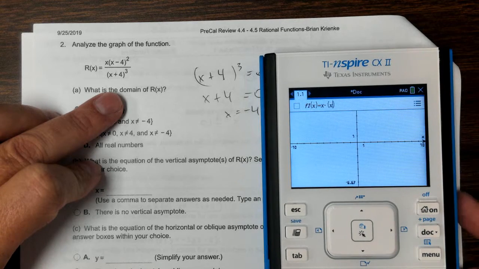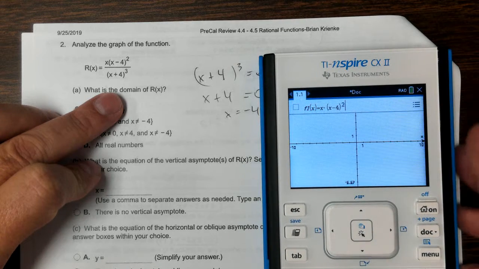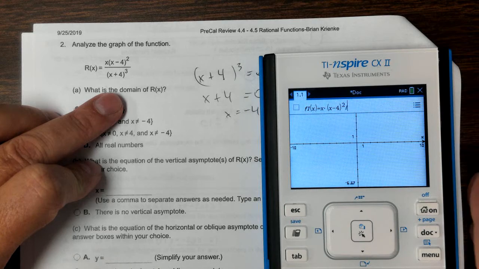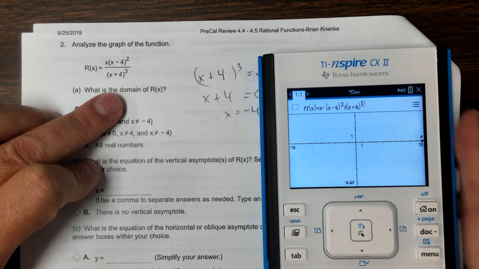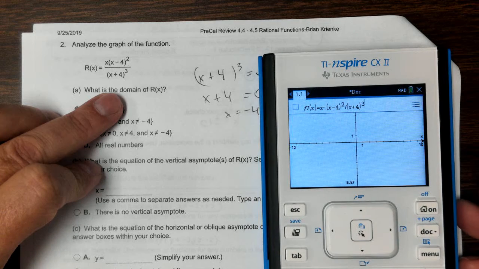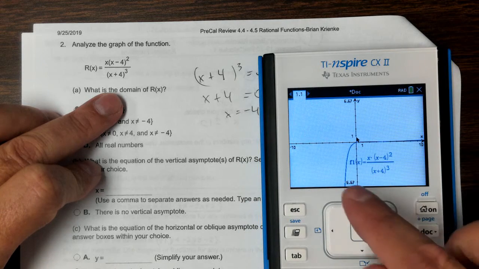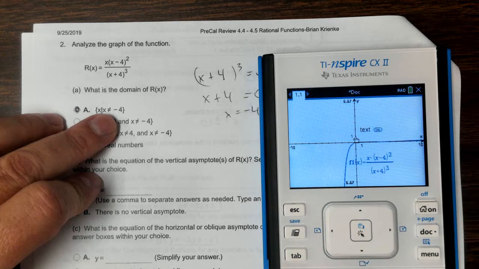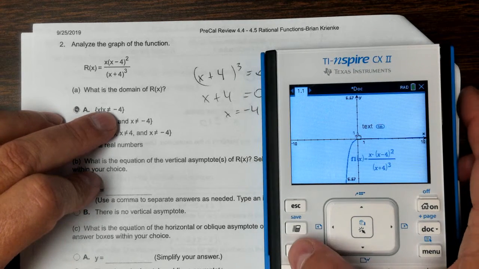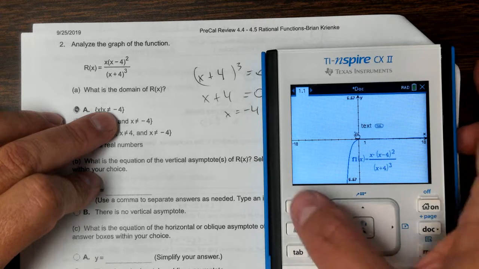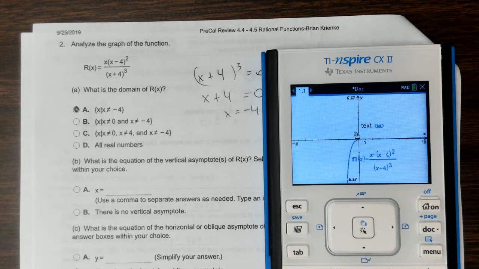x times x minus 4 squared over x plus 4 cubed. Okay, so sure enough, negative 4 is your vertical asymptote. Again, as a real quick reminder, you could press tab. Let me hit escape first.